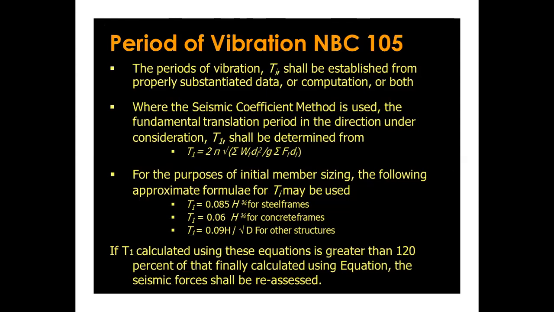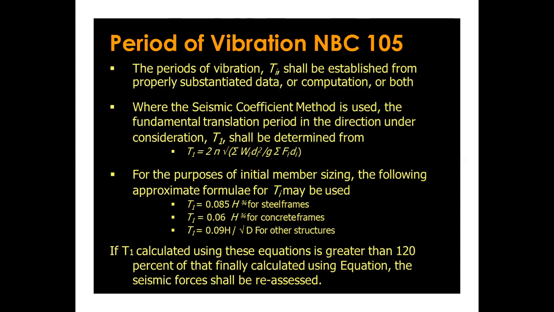Next is the period of vibration, NBC 105, right? So here the period of vibration, which is T1, shall be established from properly substantiated data or computation or both. Where seismic coefficient method is used, the fundamental translation period in the direction under consideration, T1, shall be determined from the equation T1 is equal to 2 pi under root of summation of Wi di square divided by g summation of Fi di, right?